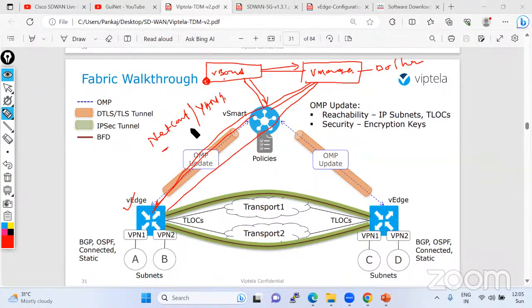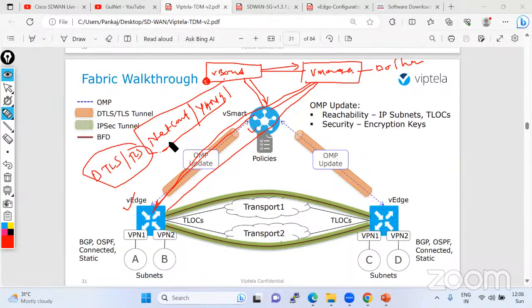These are the two things: the protocols, NetConf or YANG, via a DTLS or TLS tunnel. I was about to come to it, but you guys asked me, so I just put it. Once they push the configuration, this configuration has all the information, even what the vSmart and the other site locations need to do.